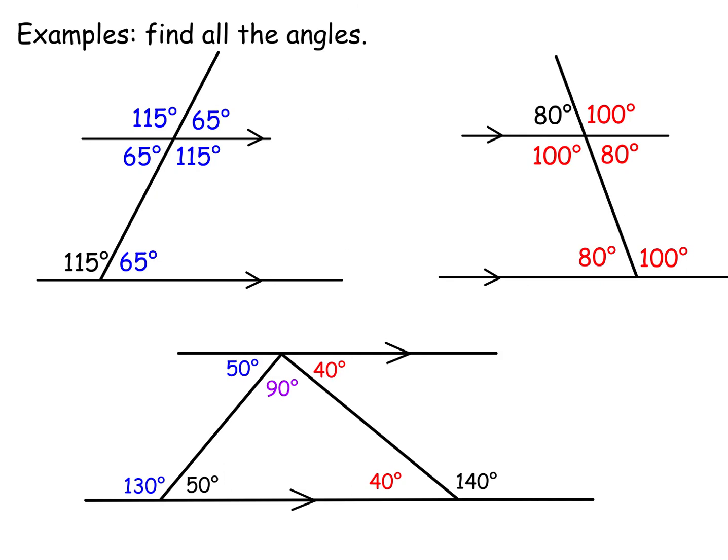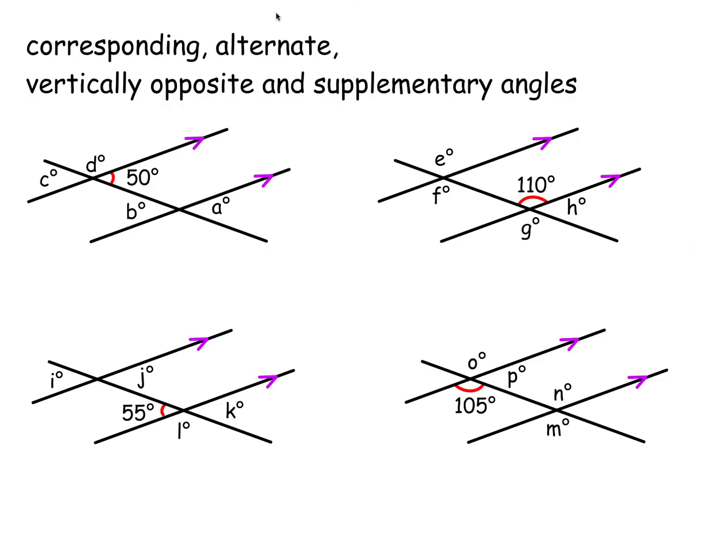And we want to relate everything back to the original 50 degrees using these words that you should know: corresponding, alternate, vertical, opposite, and supplementary. So for example, A is 50, B will be 50, and C will be 50 for different reasons. From this original 50, A is the corresponding angle, B is the alternate angle, and C is vertically opposite to the original 50. D is the supplement, so it's making it up to 180. D is 130. So A, B, and C are 50.